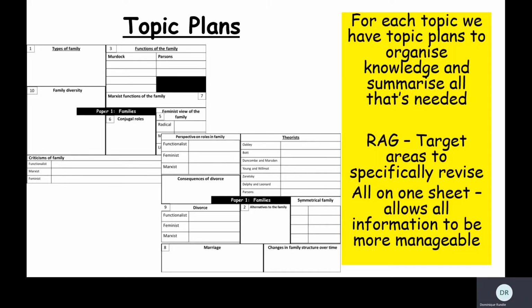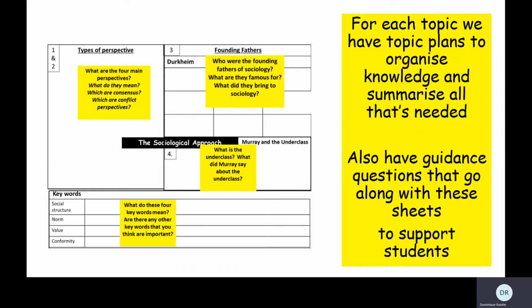For each unit, we have topic plans to help the students to organise their knowledge and summarise everything that's needed. It allows them to specifically revise areas that they are weakest in or need to focus on the most. It also allows all the information to be on one page. Guidance questions help them ensure they get the right information down on the revision sheet and help make sure that their revision is more effective overall.